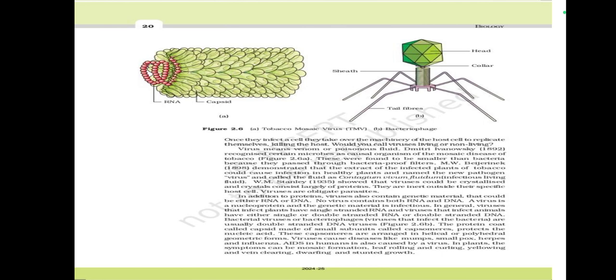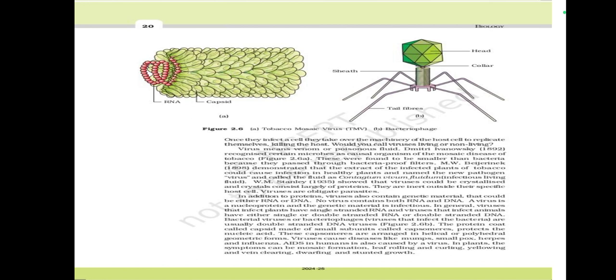W.M. Stanley in 1935 showed that viruses could be crystallized, and the crystals consist largely of proteins and they are inert outside their specific host cell. Viruses are obligate parasites. In addition to proteins, viruses also contain genetic material that could be either RNA or DNA. No virus contains both RNA and DNA. A virus is a nucleoprotein and the genetic material is infectious.